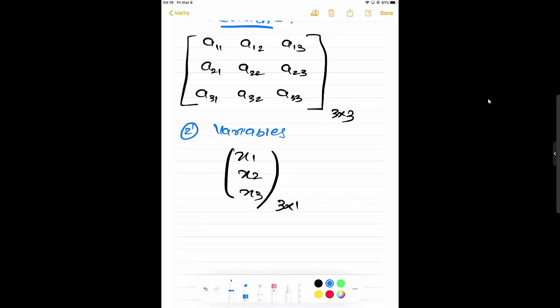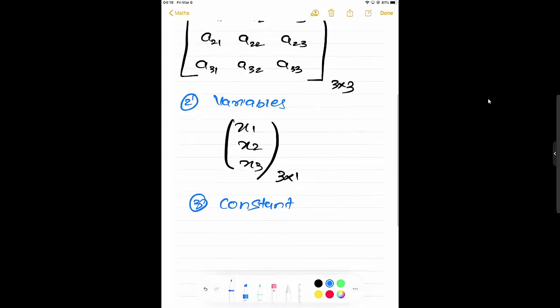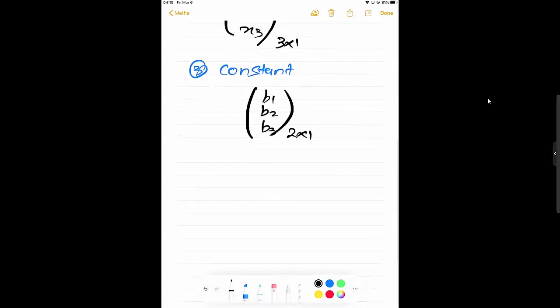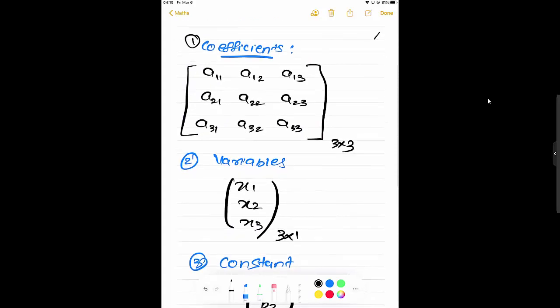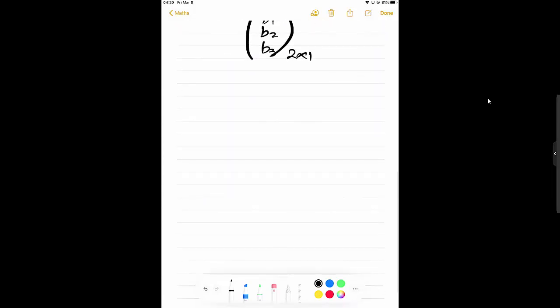And what is the output? You are doing so many calculations in order to find the output. That we call the constant. Here the constants are b1, b2, b3. Three values. From these three values, that is coefficient, variable and constant, we can write this equation in matrix form, like Ax equal to b.